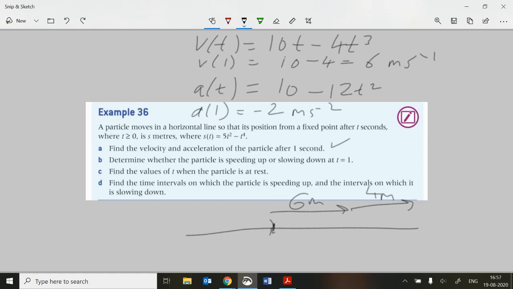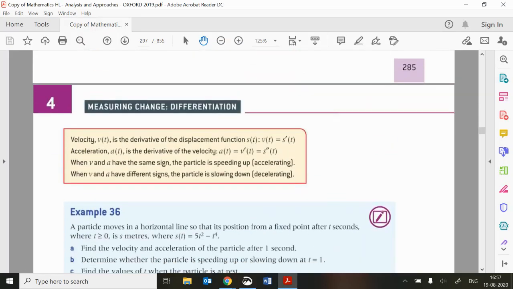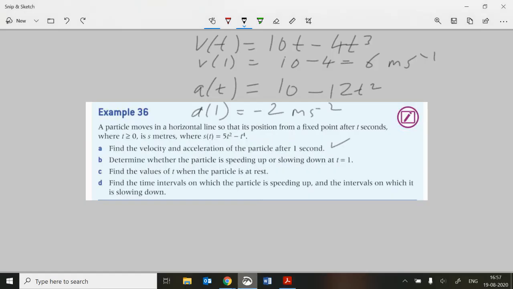Okay, so there we go. That's the little point from the book, the last statement there from the red box. So determine whether it's speeding up or slowing down. It's slowing down.